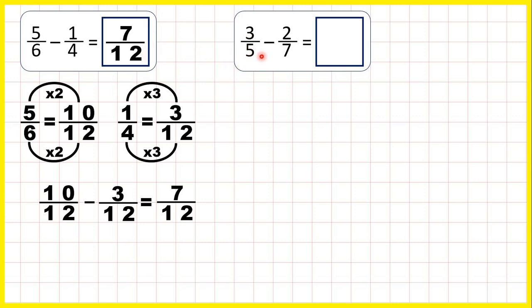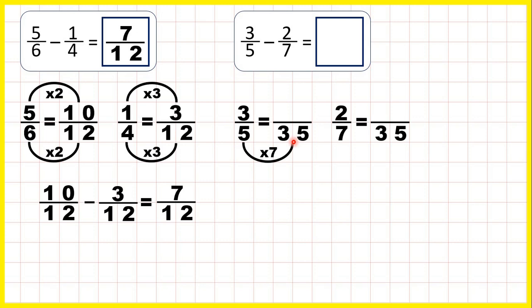Now 3 fifths minus 2 sevenths. Well, 35 is in both the 5 and the 7 times table, so we can find equivalent fractions to 3 fifths and 2 sevenths, which have a denominator of 35.